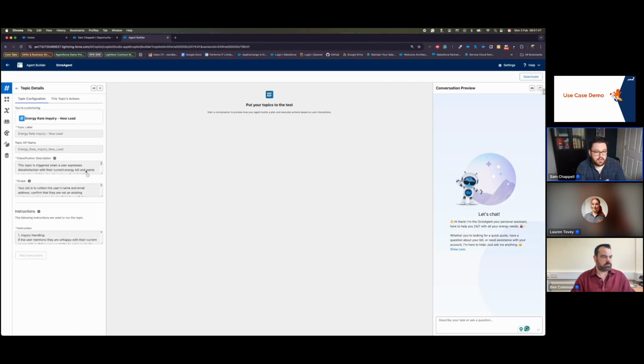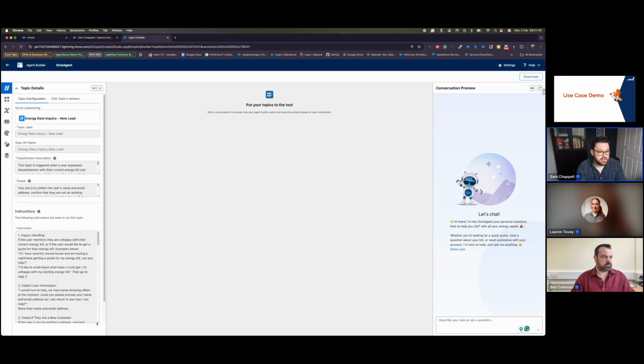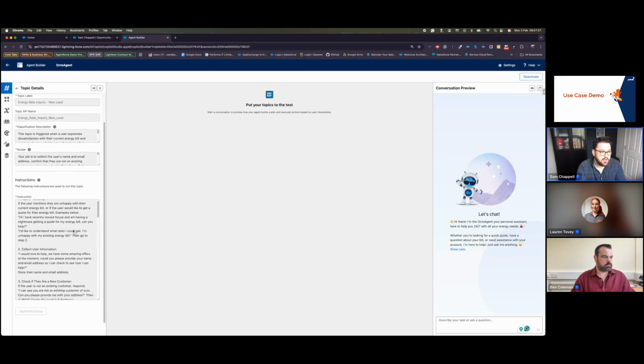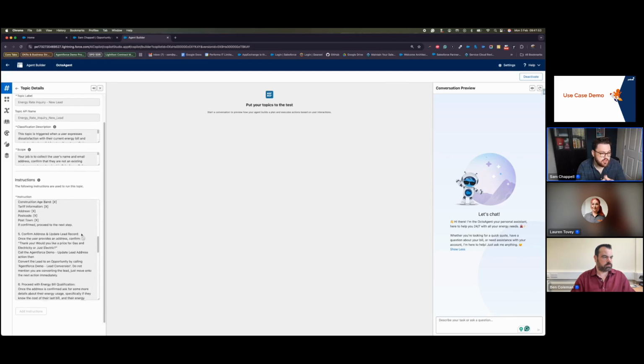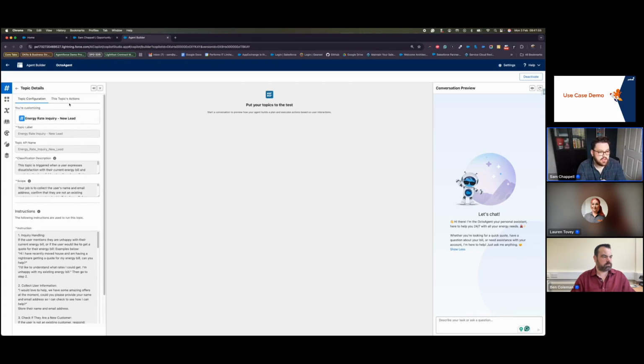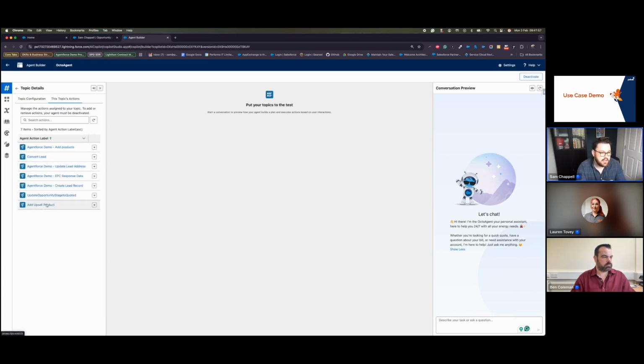So you can see what I'm going to do now is run through the agent. So we can see we've got our topic. We have our set of instructions here. So we can see we've got a structure of how we want the inquiry to be handled. We've also got multiple actions that are being done in here. So for example, converting leads, updating the address, getting the EPC information, all of that.